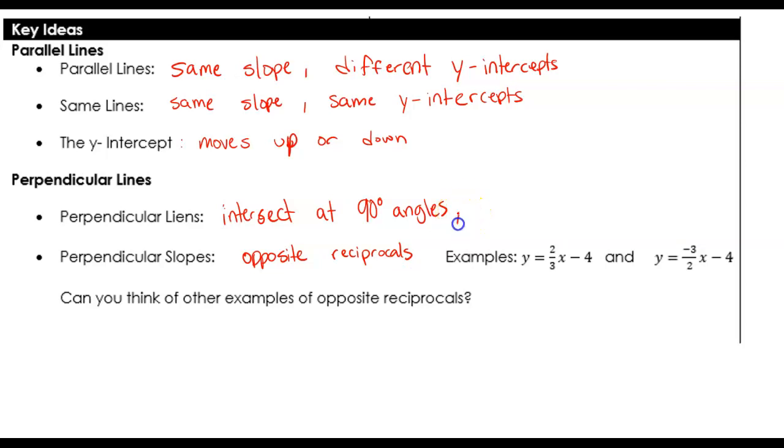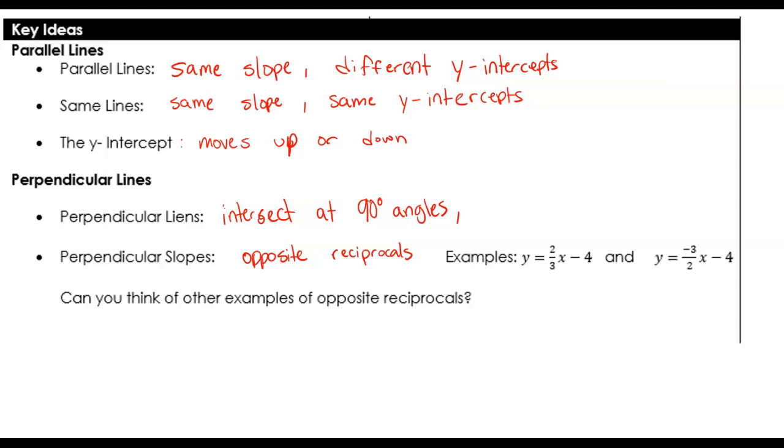Oh, we can also point out that our perpendicular lines, because they intersect at 90-degree angles, are always going to look kind of straight across from each other. So our example is y equals 2/3 x minus 4, and then y equals negative 3/2 x minus 4. And so what we did was we flipped over the fraction, and then we made it negative if it was positive.